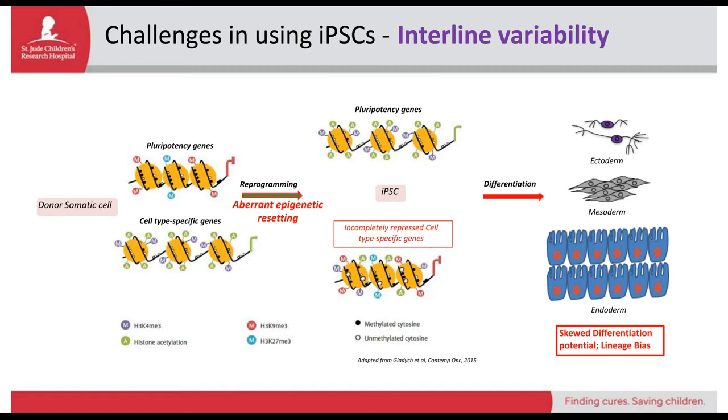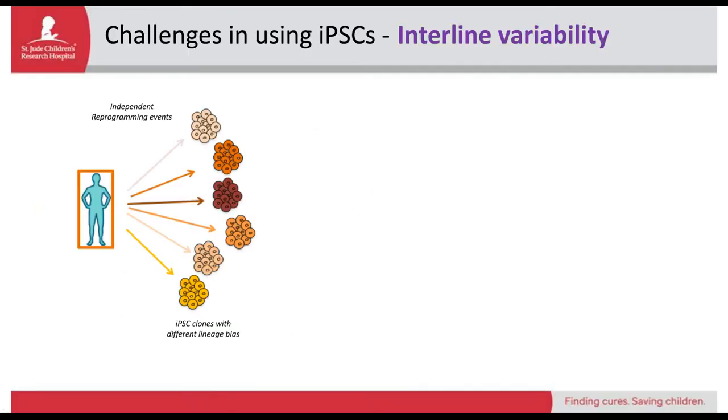Now, if you derive, let's say, 6 different iPS clones from a single donor population, because aberrant epigenetic resetting is random, and because it can be different in every single reprogramming event, and because each clone comes from a single reprogramming event, you end up with 6 clones which might have slightly different epigenetic profiles and therefore slightly different lineage bias, resulting in interline variability.